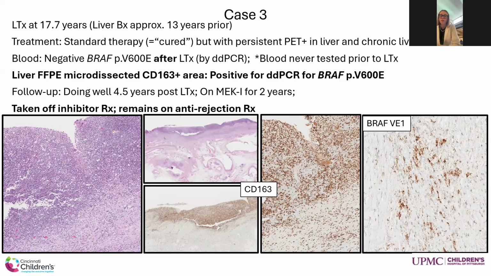But in the hilum, there were similar areas with this fibroinflammatory admixture with a lot of CD163 macrophages in the large hilar areas. There were a few areas that were positive for the BRAF VE1 very focally, and they were also microdissected out and shown to be positive for the BRAF V600E. The patient is still doing well post-transplant and was on MEK inhibitor for 2 years, but then was able to be taken off and is only on the immunosuppression for liver transplant.